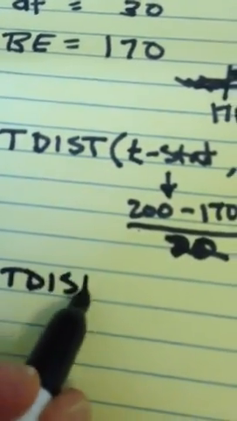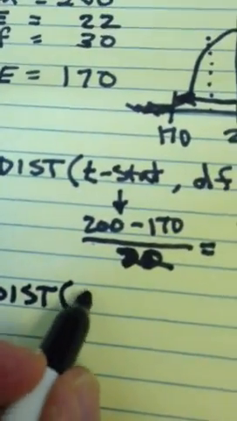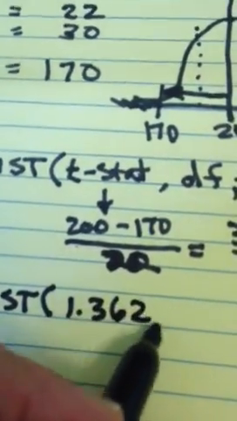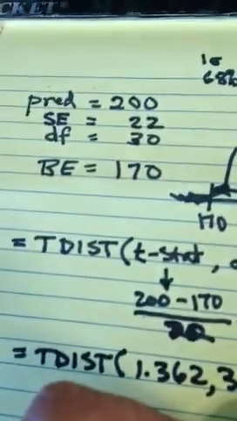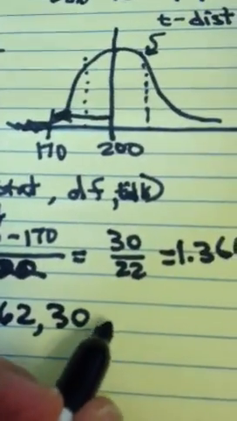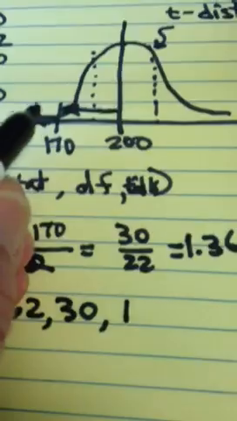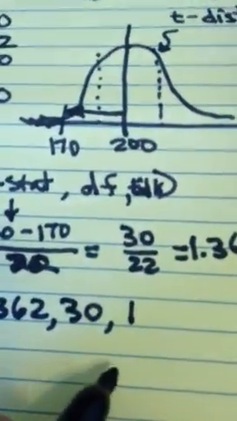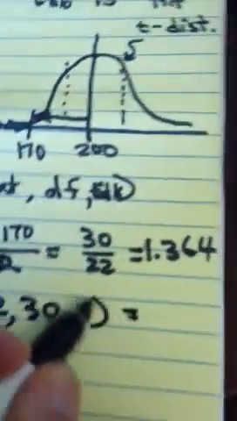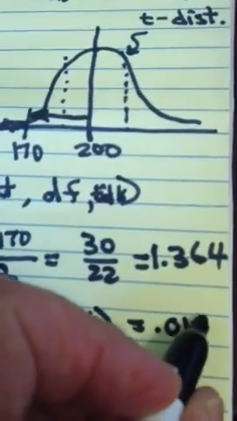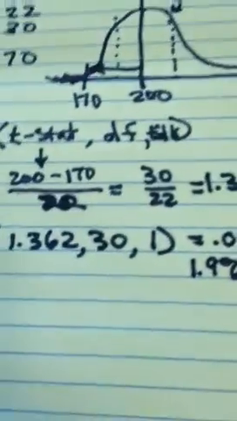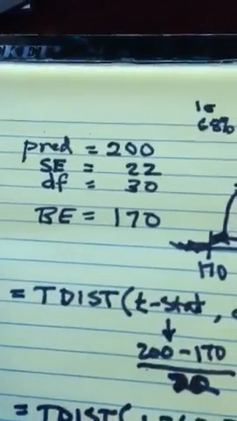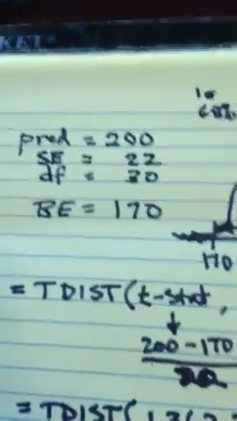Okay, so now we can plug that into our t distribution, and we're plugging this into Excel as a function. And we're going to put 1.362, we're going to put 30 degrees of freedom, and one tail, because we're only looking over here at this one tail, not both tails. And when we do that, we get 0.019 or about 1.9% probability that this store would fall below break even, given all the parameters that we have here about the situation. Okay, hope that helps.